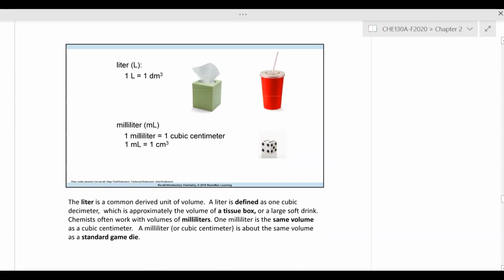So the liter here, they give us a common unit of volume. They say that's about the same as the volume of a tissue box or a large soft drink. I don't think that's, I mean, that looks like a giant drink from Wendy's maybe. That's not the red Solo cup. The red Solo cup is smaller.